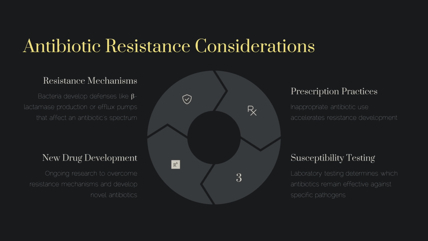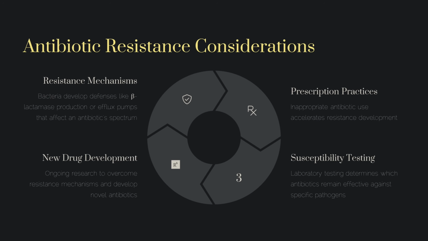Fourth approach to understand this concept is consider antibiotic resistance. Resistance mechanisms such as beta-lactamase production or efflux pumps can affect antibiotic spectrum. For example, penicillin may lose effectiveness against certain gram-positive bacteria producing beta-lactamase, while carbapenems can overcome many resistance mechanisms.